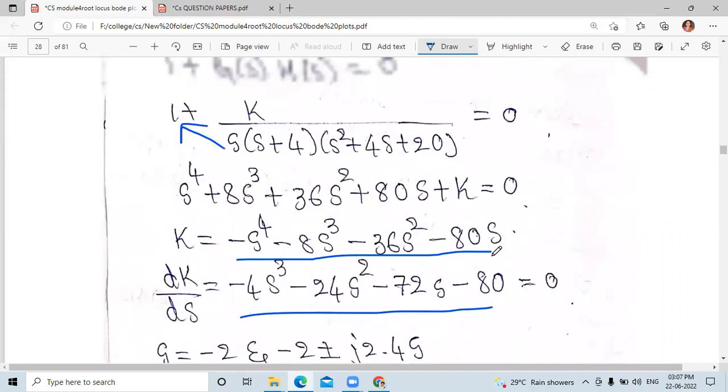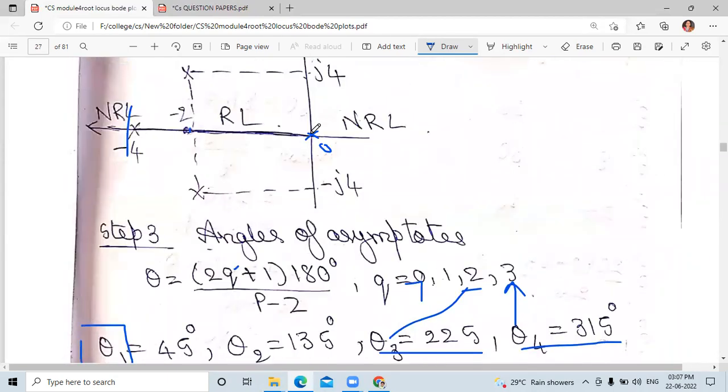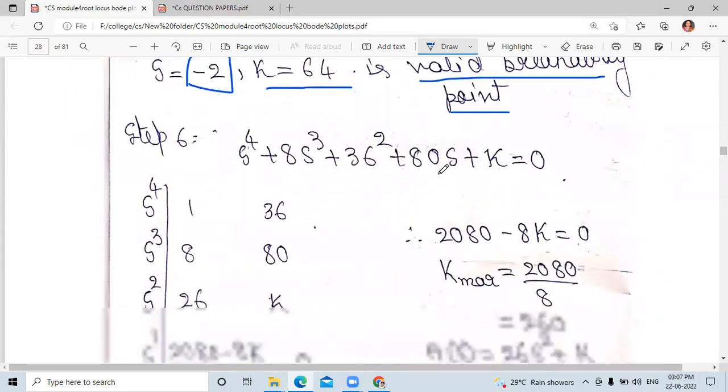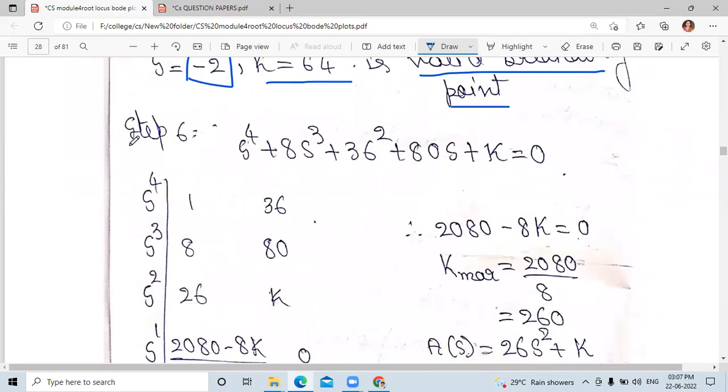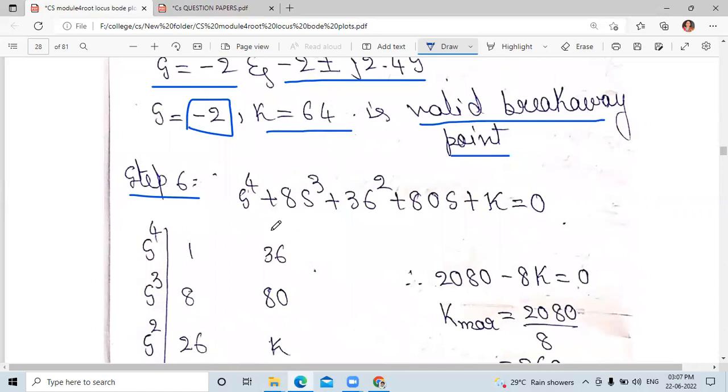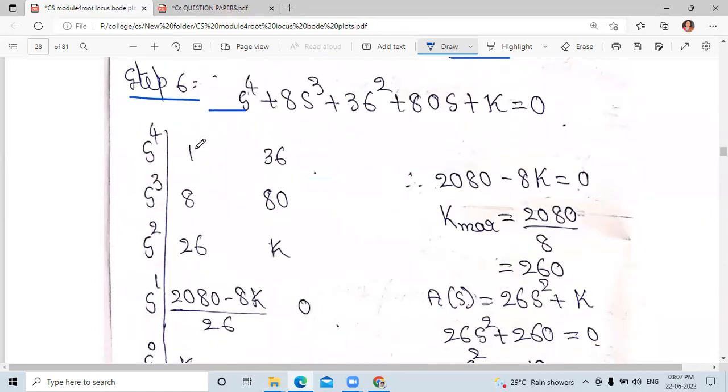We have already discussed that the breakaway point will exist between 0 and minus 4. Now we got the value minus 2. Next, step 6 is the intersection with the imaginary axis. For this, you need to consider the same equation we considered in step 5. Here A0 is 1, the A2 value is 36, and the A4 value is K.